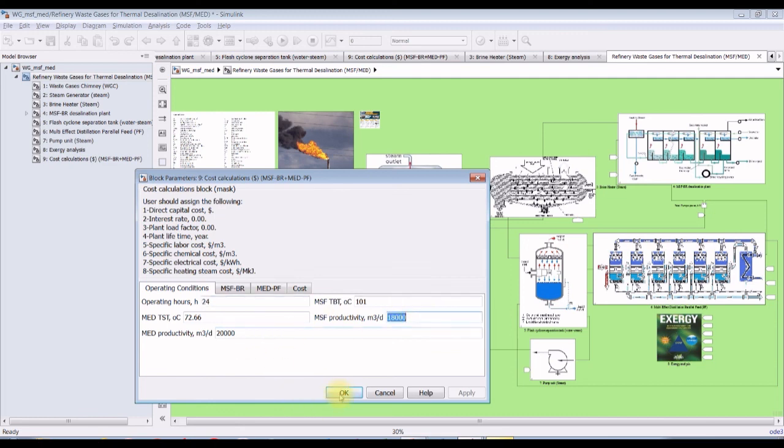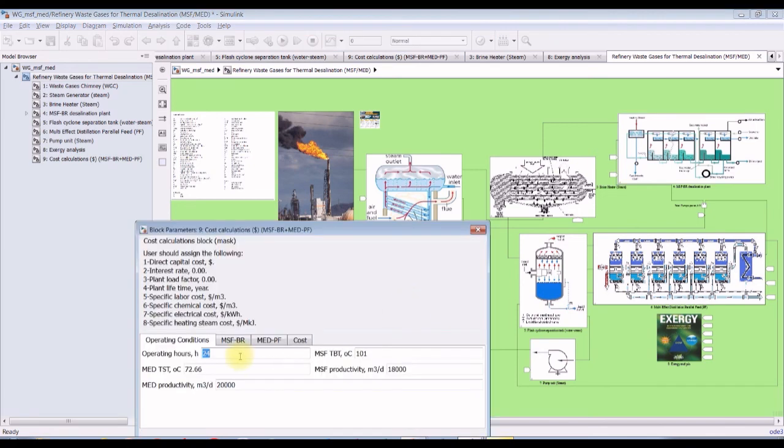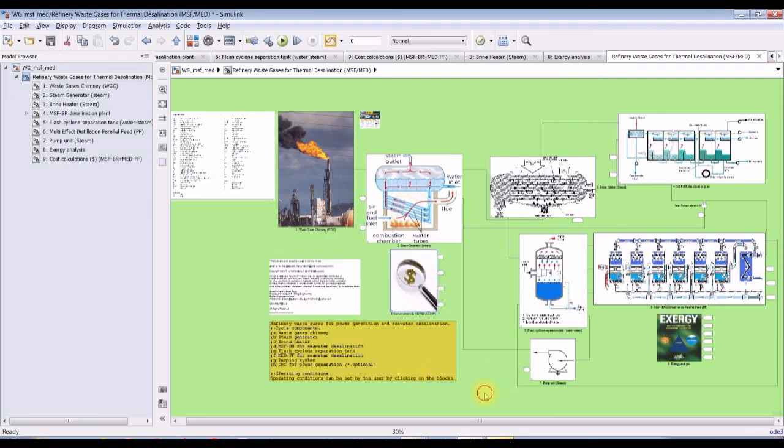For MSF, for example here, productivity, let's go for 3,000 cubic meters per day. And here for MED, top steam temperature, top brine temperature, you can use 70 degrees Celsius, I think. MED is for 5,000, and MSF for 3,000. You can assign it. Okay, let's hit run, and we can see.